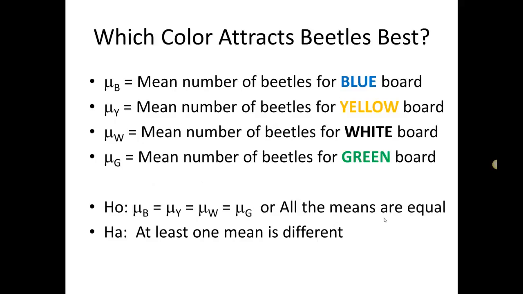So we were comparing 4 groups here, basically the 4 different colors of boards: blue, yellow, white, and green. And we want to know, are the mean numbers of beetles trapped on each of these boards different? So the null hypothesis is that the mean for the blue board is equal to the mean for the yellow board, is equal to the mean for the white board, is equal to the mean for the green board, or in other words, all the means are equal, versus the alternative hypothesis that at least one of those means is different. One of those things is not like the other.